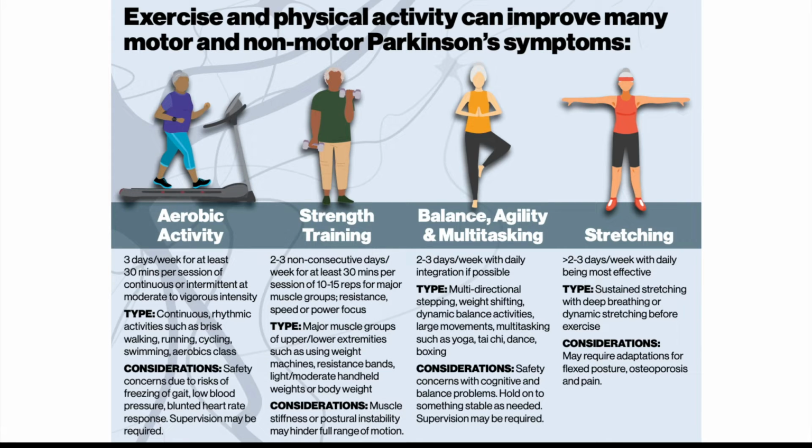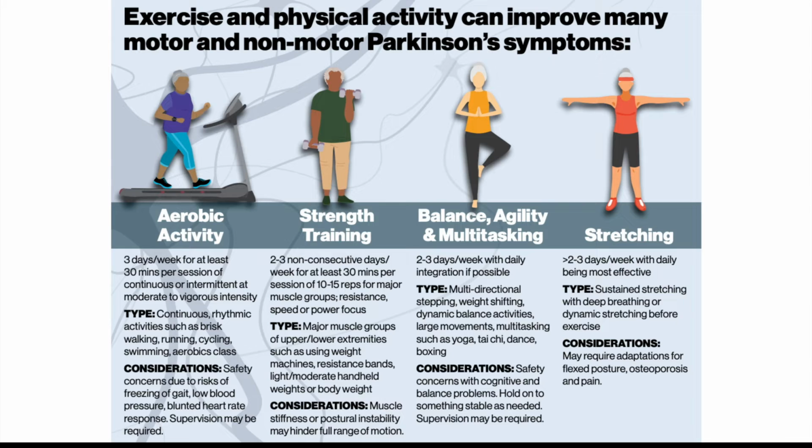The next is strength training. This is recommended 2 to 3 non-consecutive days a week for at least 30 minutes per session of 10 to 15 reps for major muscle groups. Types of strength training include the major muscle groups of upper and lower extremities using things such as the weight machines, resisted bands, light or moderate handheld weights, or just your body weight. Some considerations for strength training are muscle stiffness and postural instability that may hinder being able to achieve full range of motion during this training.